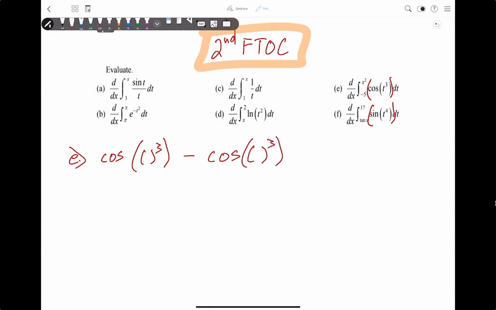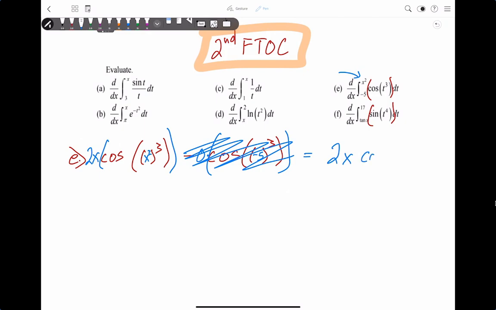Now when I plug in my upper limit, x squared goes where t used to be. But then we have to multiply the derivative outside, and the derivative of x squared is 2x. This is going to be multiplied by 2x. And then we plug in a negative 5 over here and multiply by the derivative of negative 5, which will zero out. So all this zeroes out, and the answer here is 2x multiplied with the cosine.